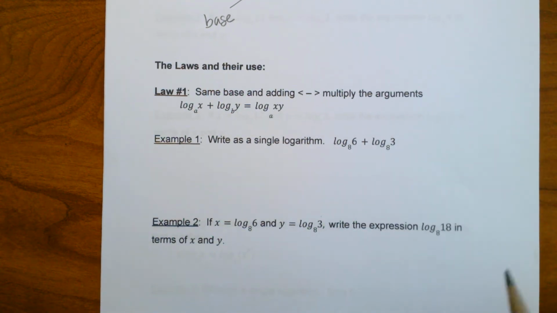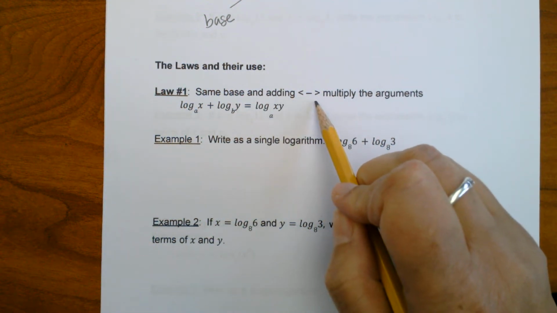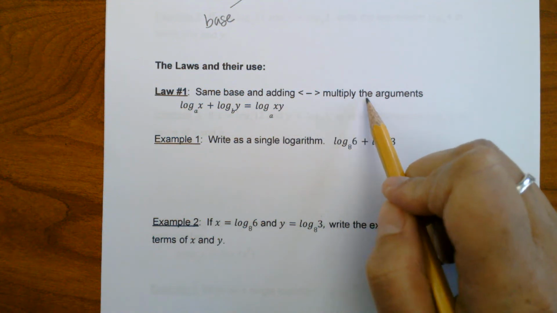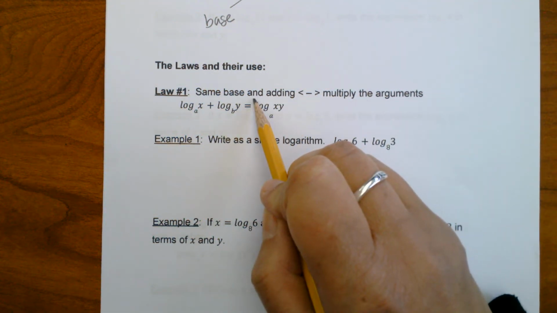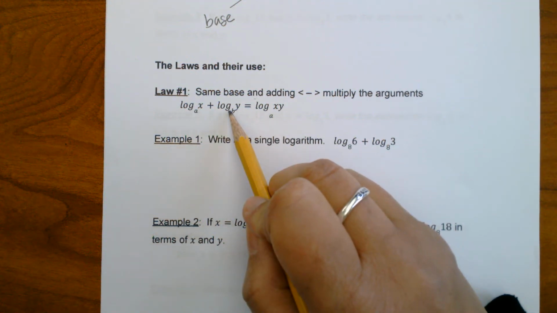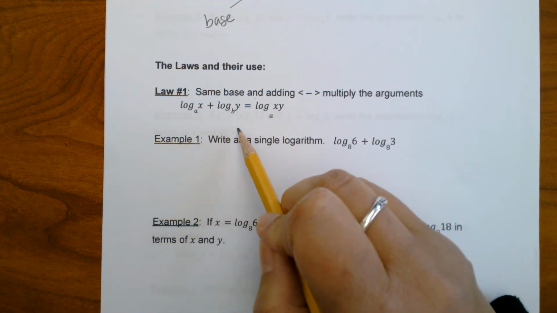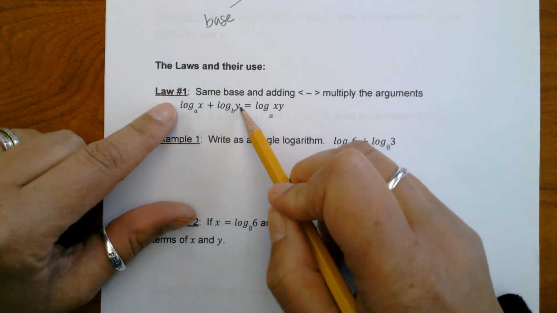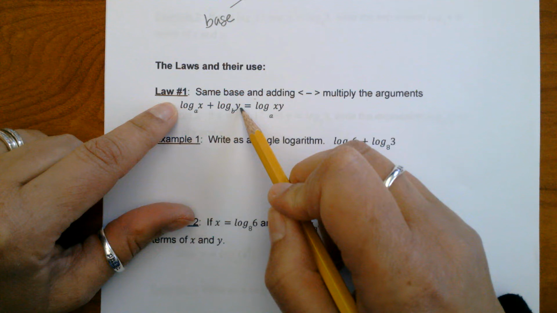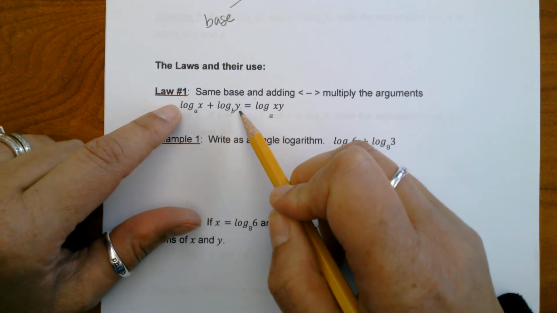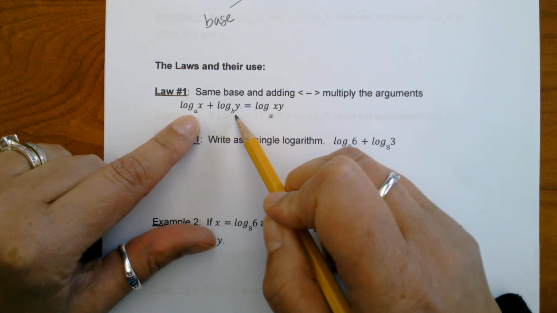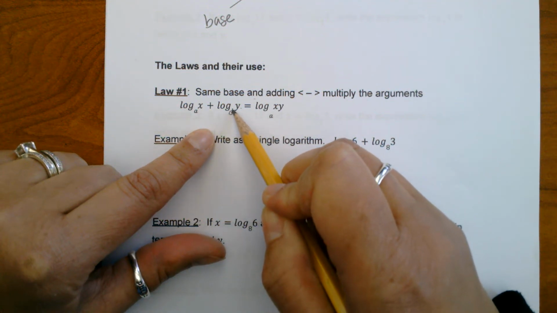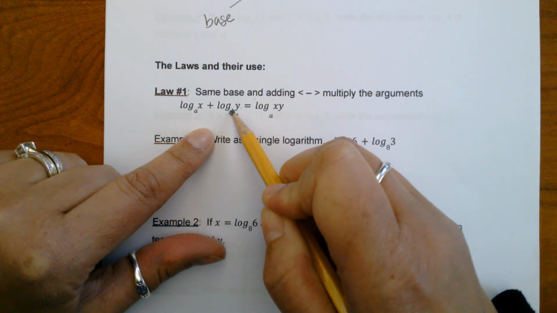Law number 1. If we have the same base and we're adding, then we multiply the arguments. Notice I have a double arrow. That means that if we're multiplying the arguments, I can go back and put them into same bases and add them. What does this mean? Well, we're really expanding and contracting. That's how I like to think about it. The expanded version of a problem is going to have more than one log in it. Same base though. This is supposed to be an a, everybody. That is supposed to be an a.